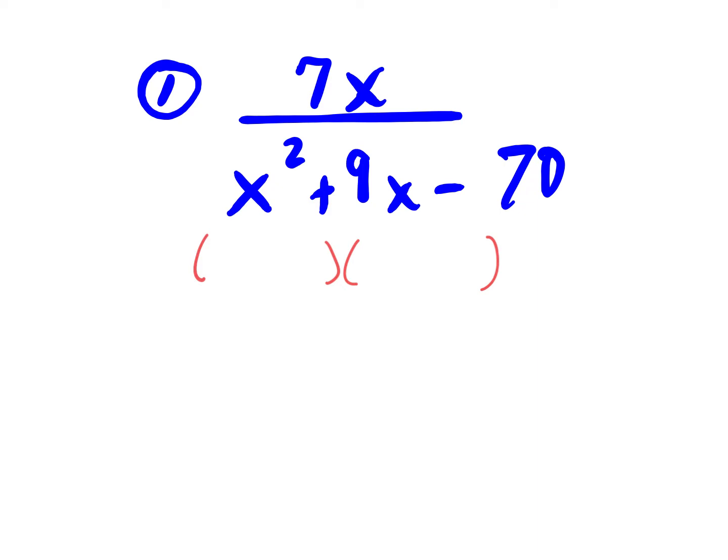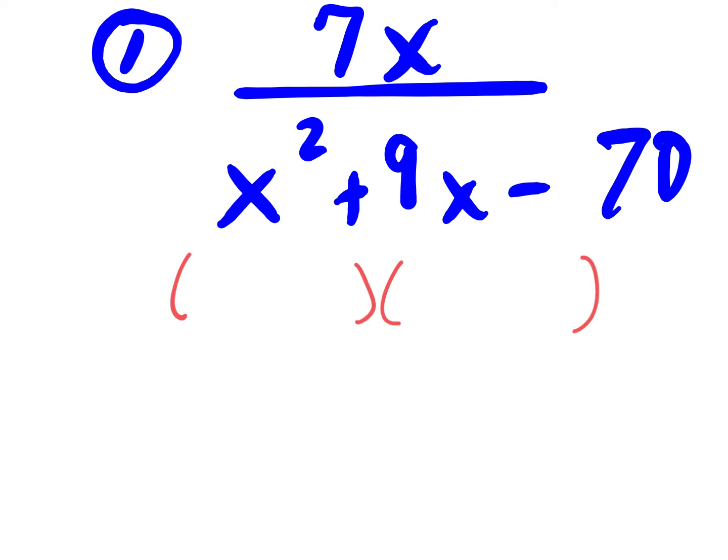So what are the factors of negative 70 that'll multiply to give me negative 70, but add to give me 9? 14 and 5. Positive 14, good. So x plus 14 and x minus 5. Now, it does not matter if you put x minus 5 first and x plus 14 second. That doesn't matter. But however many linear factors you have in the denominator is how many fractions you'll have.